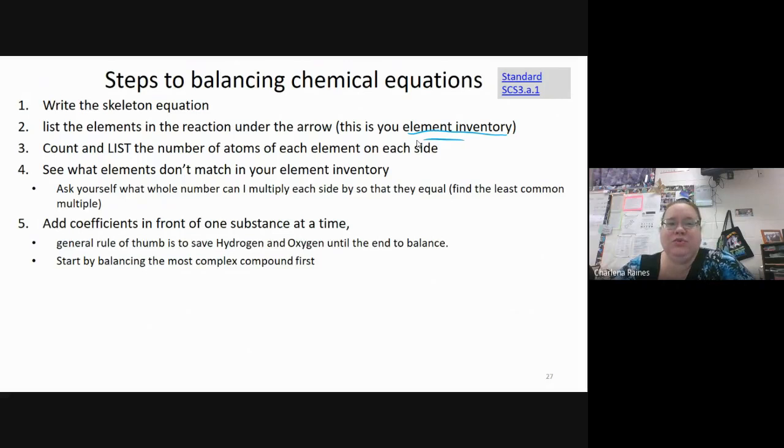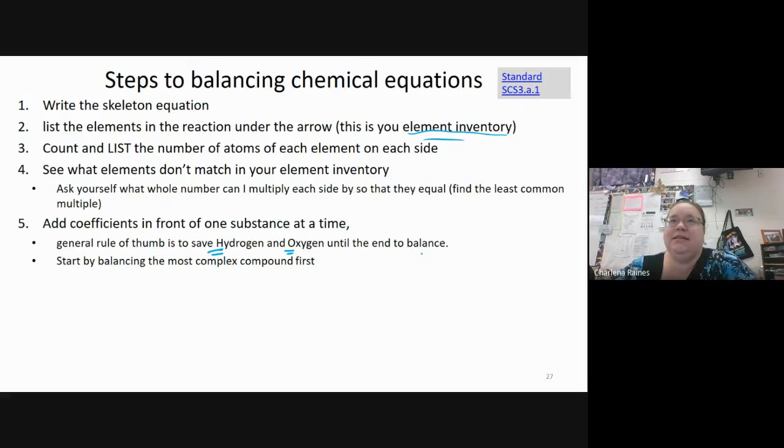Now, there are some general things that will help make your life a little bit easier. First, start by balancing one substance at a time. Add one coefficient and then recount. Your general rule of thumb when you're balancing is to save your H's and O's until the end. Your hydrogens and oxygens tend to be in multiple places and they work themselves out.